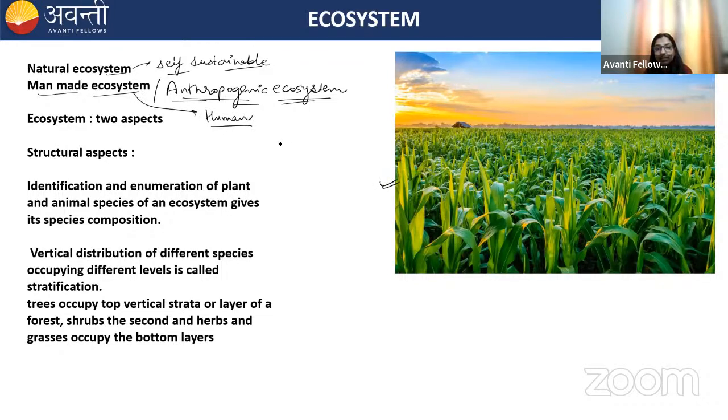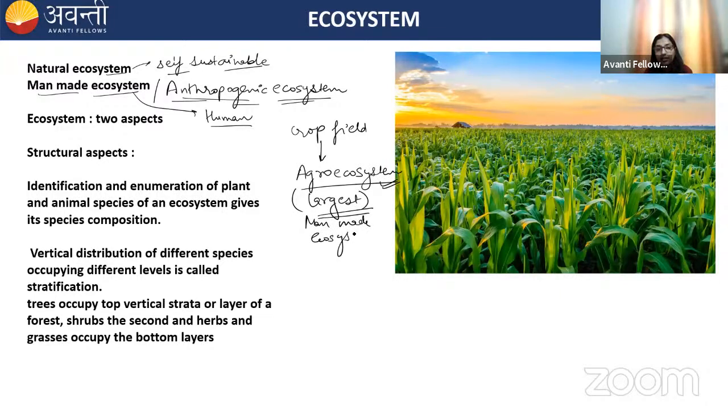Right? For example, the crop field. We also call it an agro-ecosystem. This is the largest man-made ecosystem. Remember, this is the largest man-made ecosystem. We humans are controlling or regulating this ecosystem, this crop field or the agro-ecosystem, right? So those ecosystems which include the involvement of humans are known as man-made ecosystems.